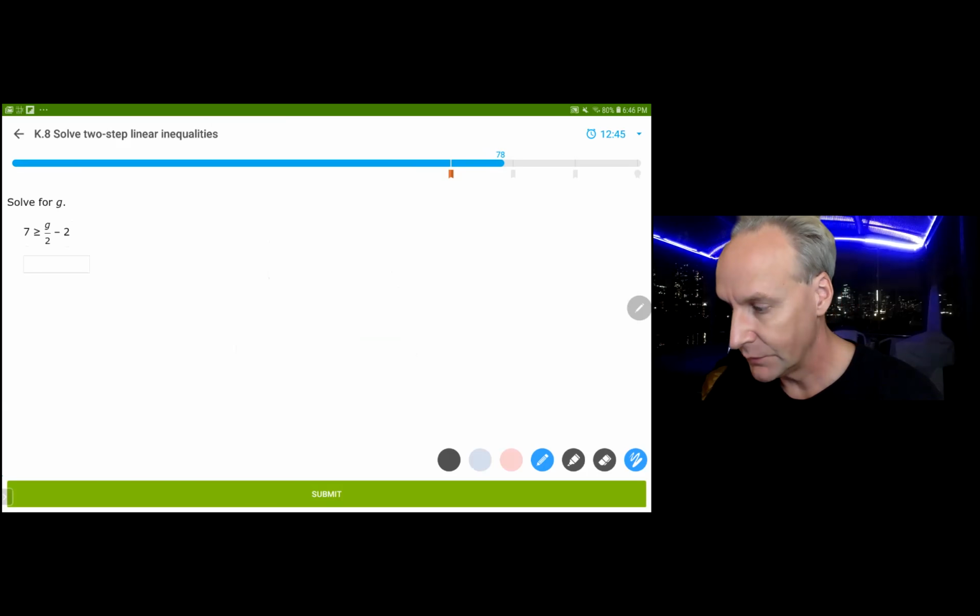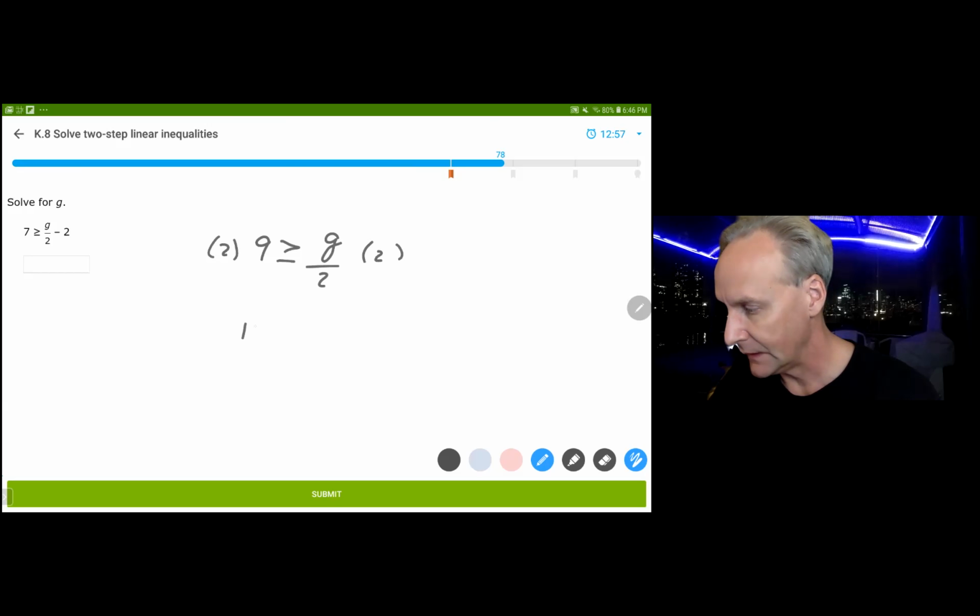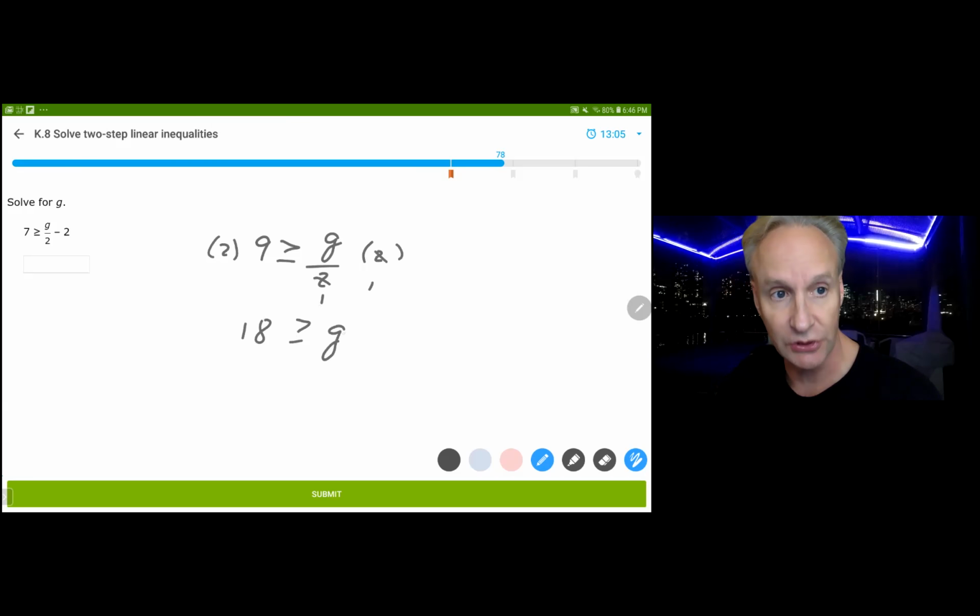This one we're going to add 2 to both sides, and I'm going to have 9 is greater than or equal to g over 2. I'm going to multiply by 2 on both sides, and I get 18 is greater than or equal to g. Now, it'll probably allow me to write it in this direction, but I'm not sure. I'm going to try it just to see if it lets me.